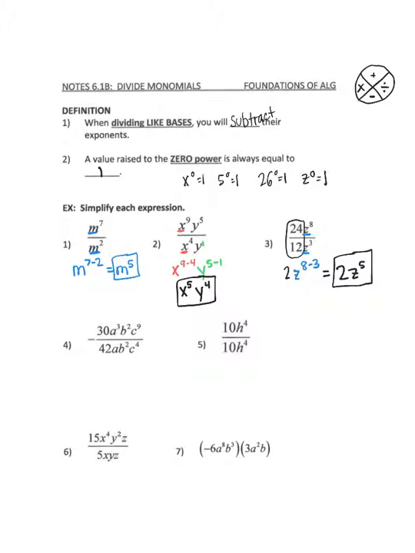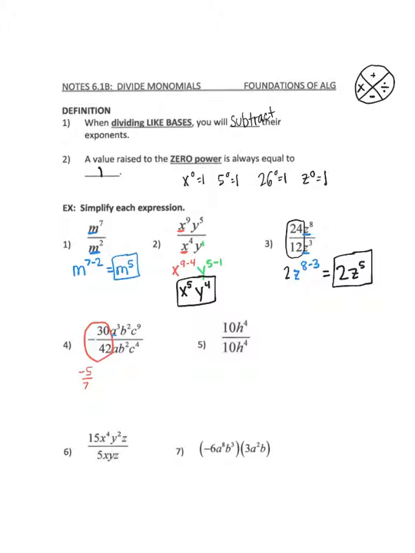Okay, number 4. Again, I'm going to start with those coefficients out front. I have 30 over 42. You can put that into your calculator and simplify it that way. Or, if you know in your head both those numbers, we can simplify to negative 5 over 7.